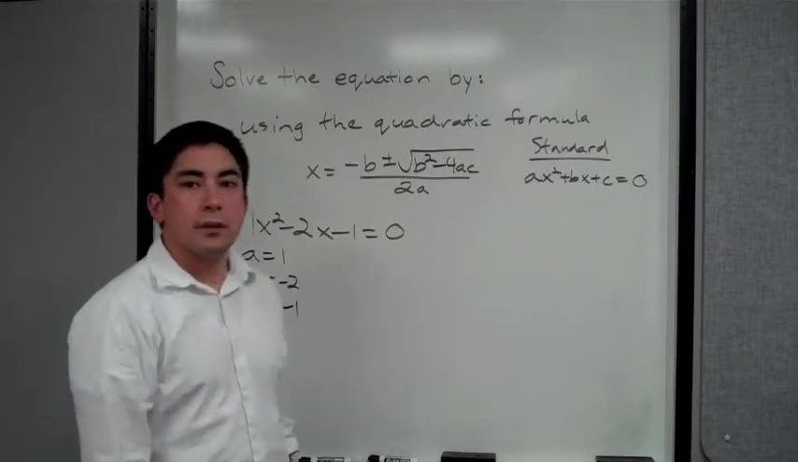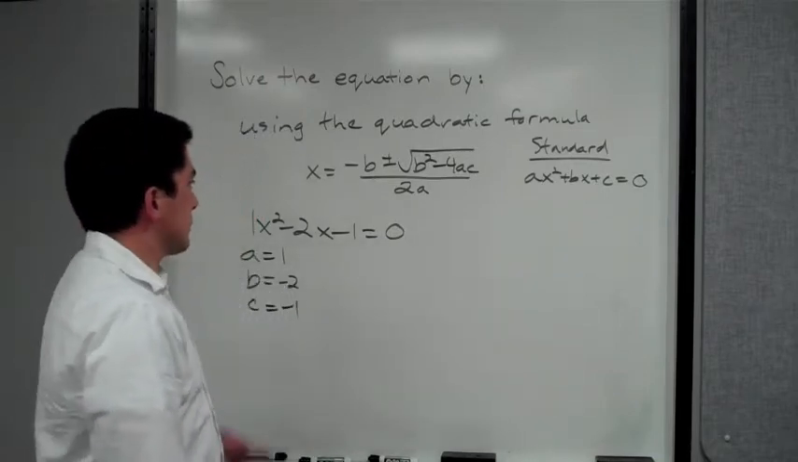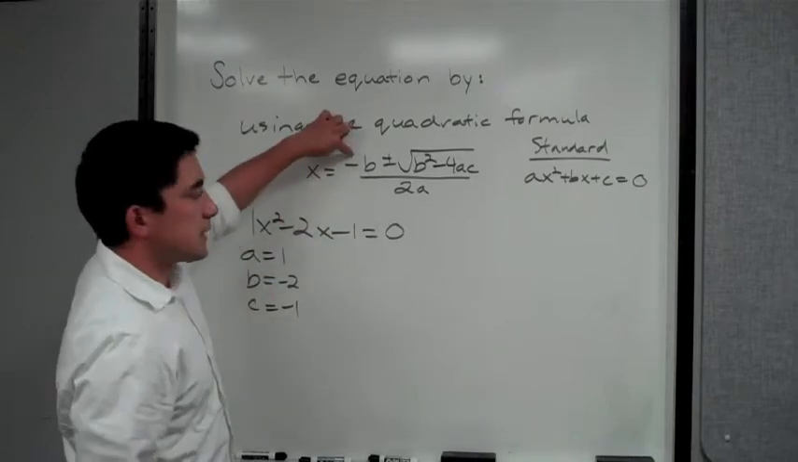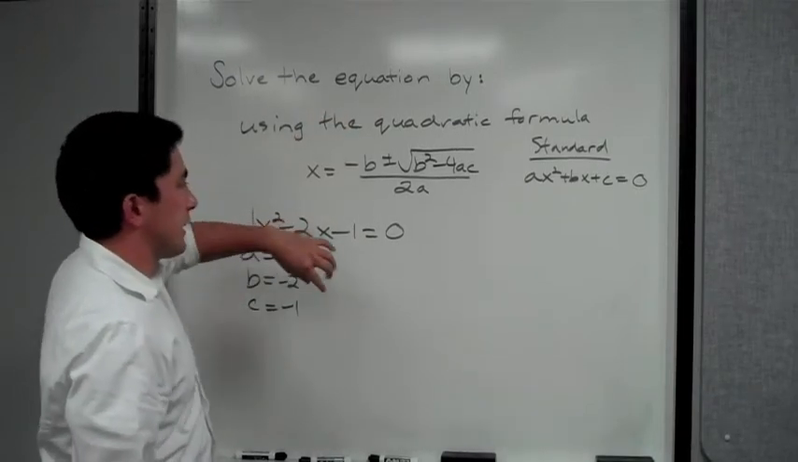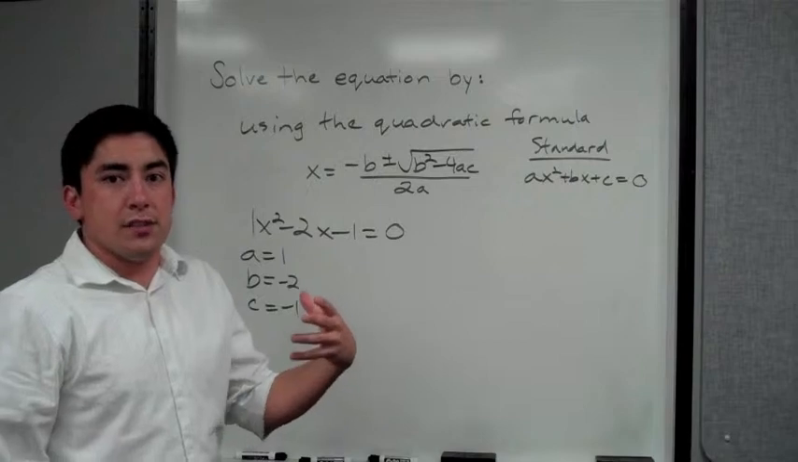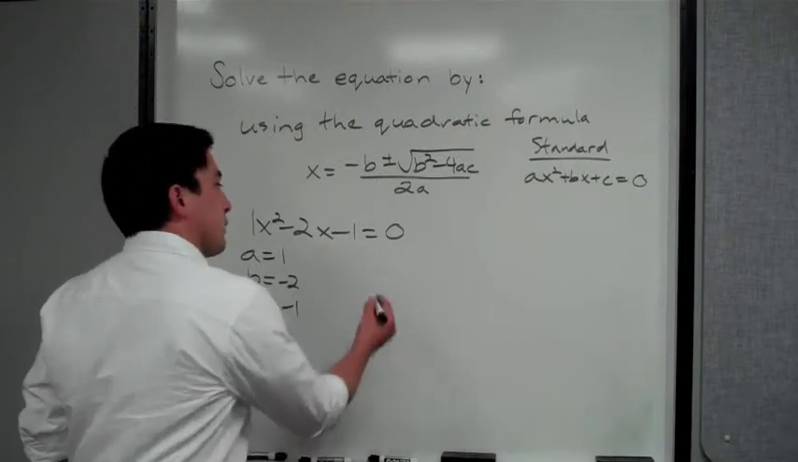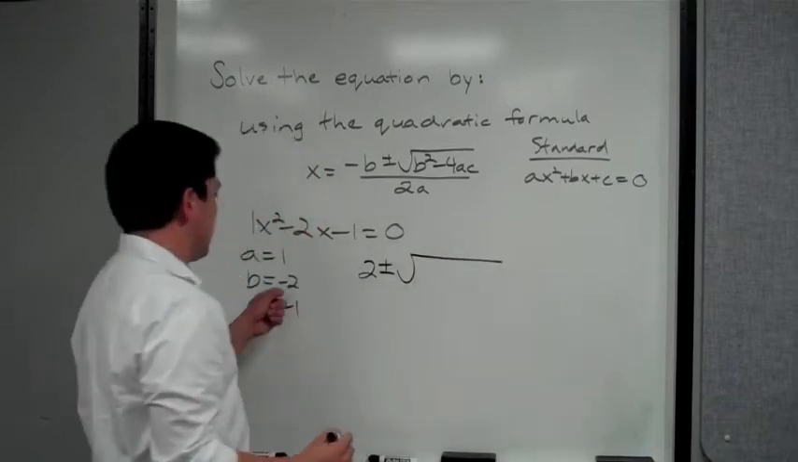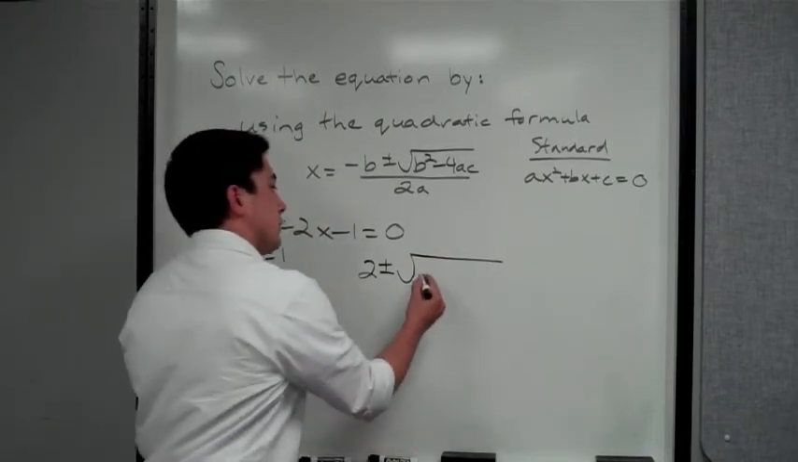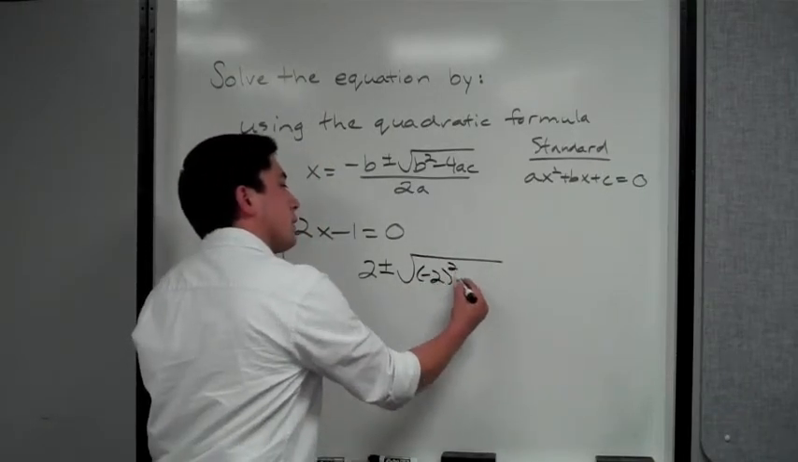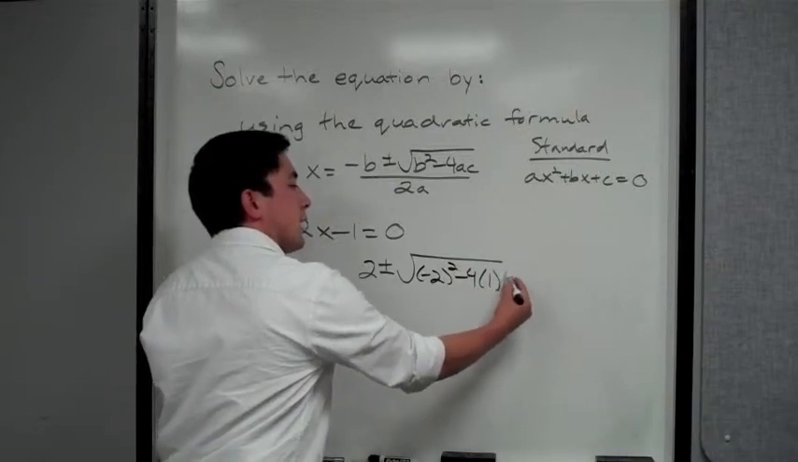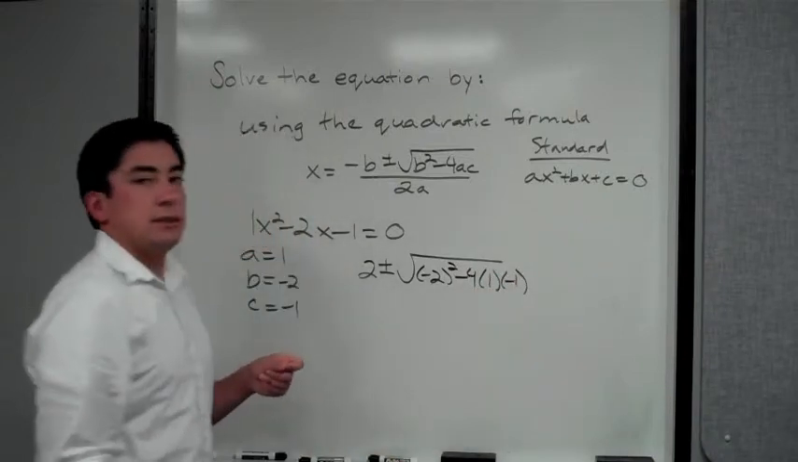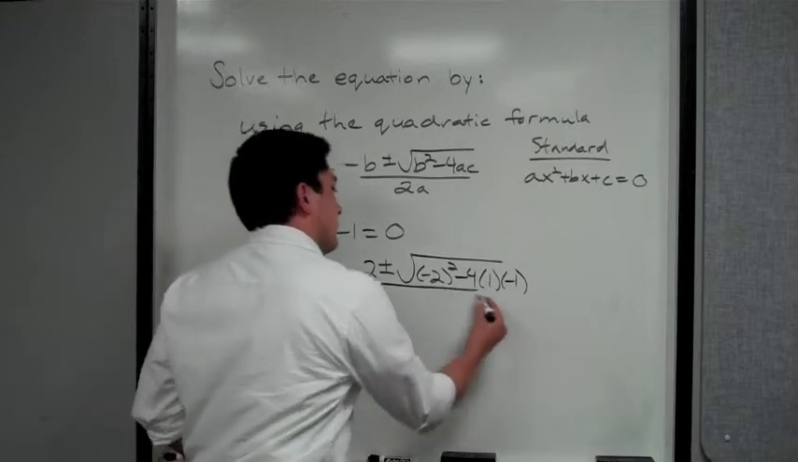Okay? So now let's plug in. Notice this says negative b, but b is already negative. So you're plugging a negative into another negative. So it's going to be positive 2 plus or minus b squared, so negative 2 squared, minus 4 times a times c, all over 2a.